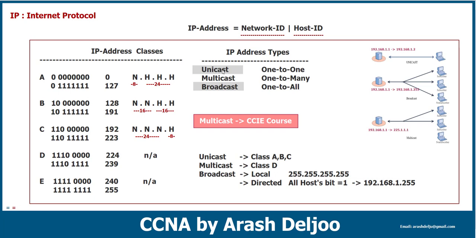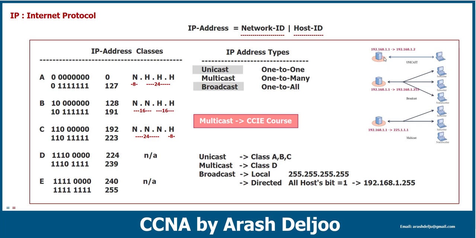The first is unicast. What is unicast? Unicast communication, or a unicast IP address, means we are sending traffic from one system to one other system. When a PC or a server or any other host sends traffic to only one system, this is unicast communication. For unicast communication, we are using class A, B, or C, as you can see here.